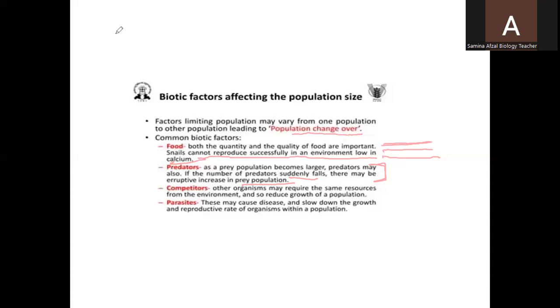Competition. Other organisms may require the same resources from the environment and so reduce growth of population. So competition is present among the competitors. The competitors can be members of the same species or members of different species. They will compete for food, they will compete for shelter, and then they will compete for other necessities of their life, as for example, for reproduction or a mate.